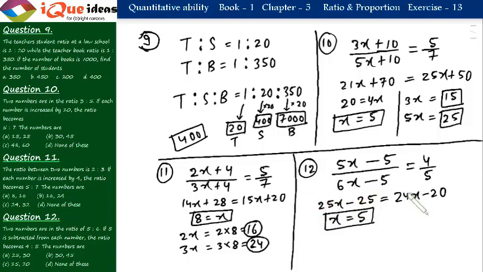Once you get the value of x, you can calculate the original numbers, and the original numbers are 5x and 6x. So 5x would be equal to 5 into 5, that is 25, and 6x would be equal to 6 into 5, that is 30. Alright, so these are very simple and easy questions.